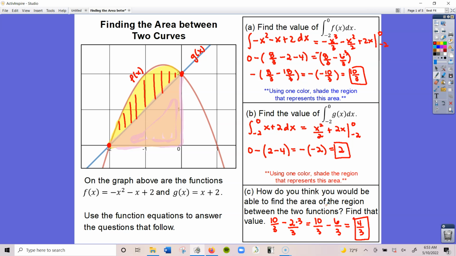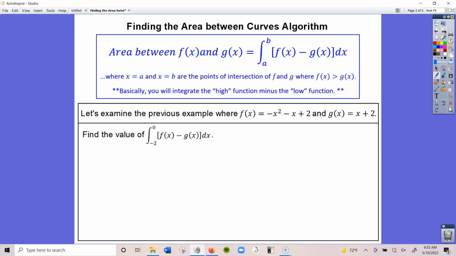So this is a way that you can find the area between two curves. You get the area of the higher function, you get the area of the lower function, and then you're going to subtract the two. However, there is a little bit of a shortcut. In order to get that area without having to find each integral individually, you can actually subtract your functions first. And then you integrate. So basically you're doing the high function, the one that is taller, the one that's above the other, minus the low function, the one that's below it, and that's going to give you that area in between.